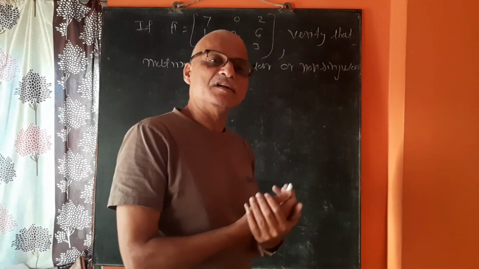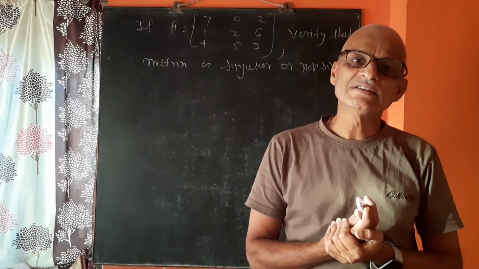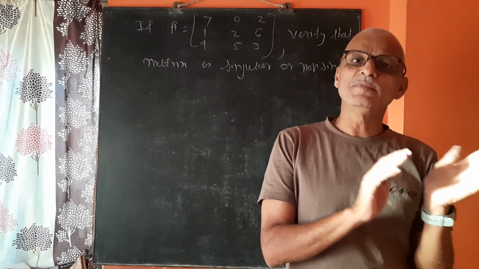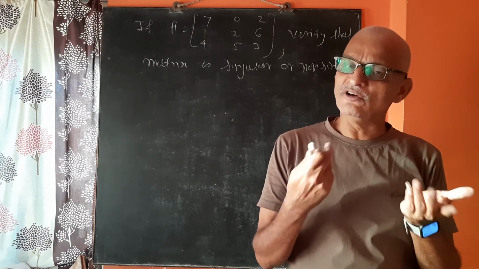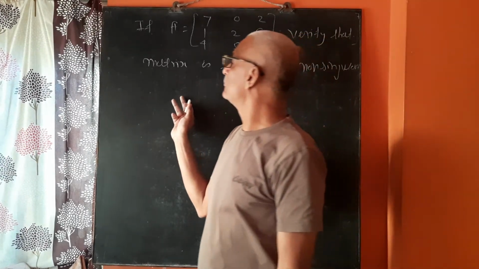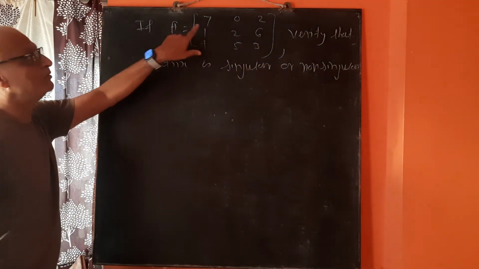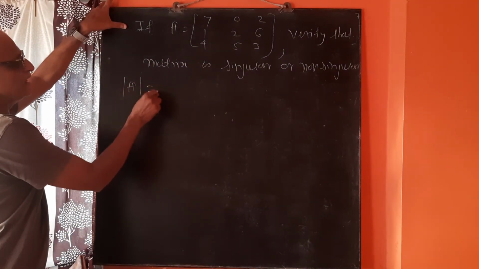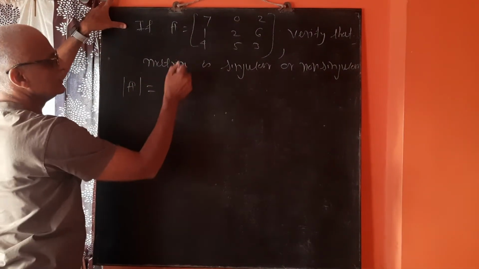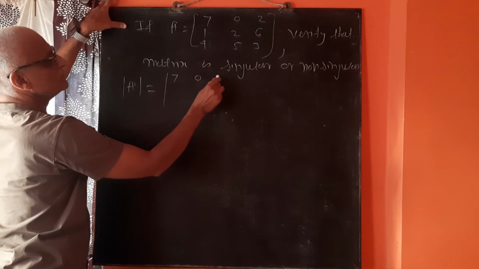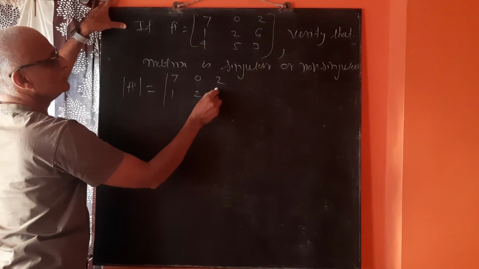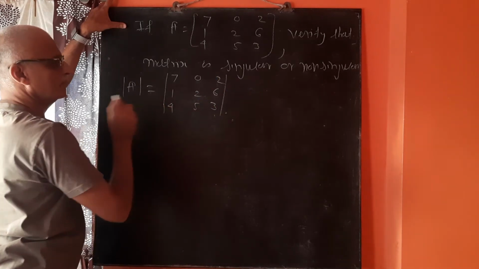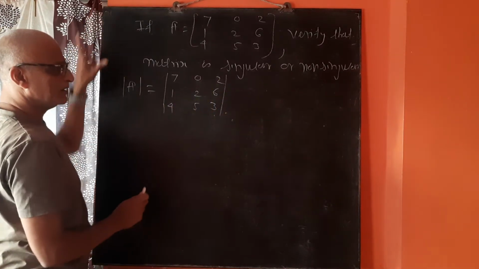What is the condition for singular and non-singular matrices? If the determinant of the matrix is 0, then it is singular. If the determinant of the matrix is not equal to 0, then it is non-singular. That means we have to find the determinant of this matrix A. The determinant of A is the determinant of 7 0 2, 1 2 6, 4 5 3. Let us solve this determinant.